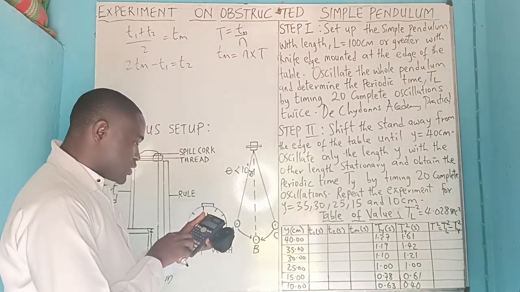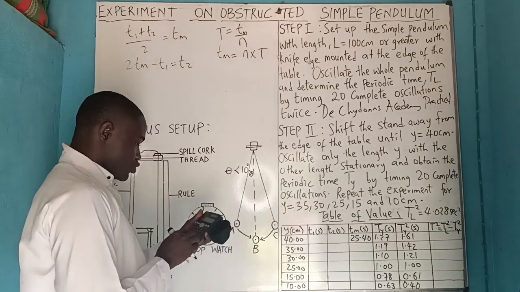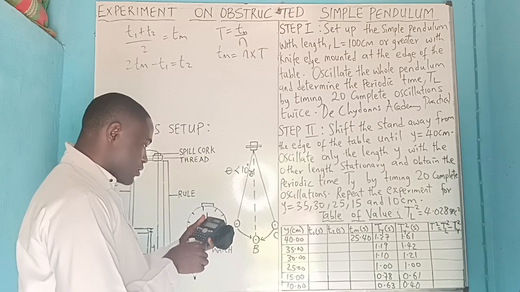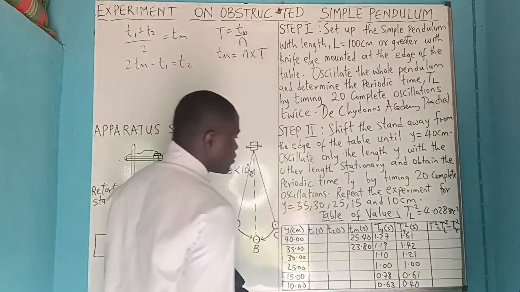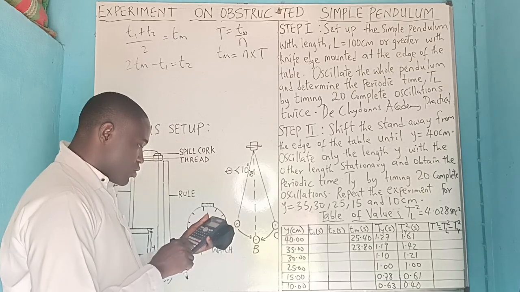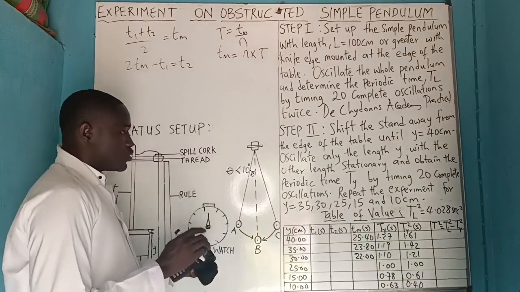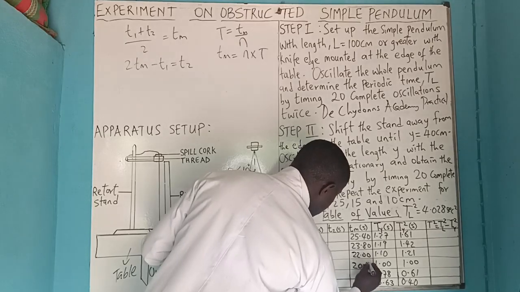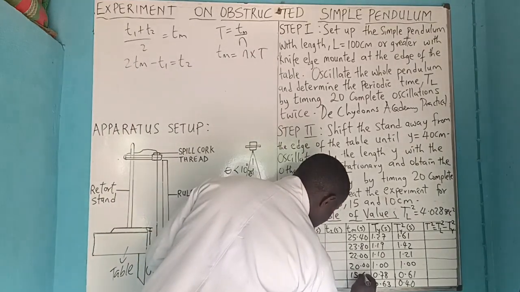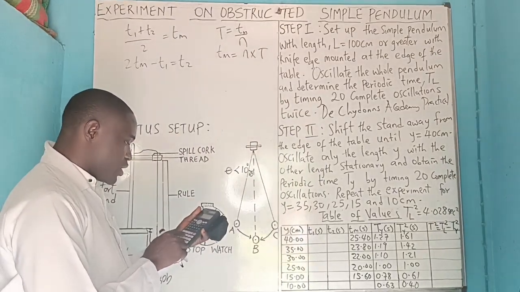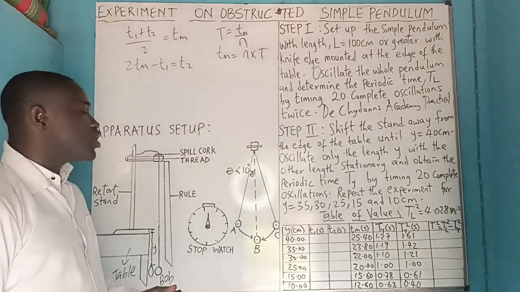20 times 1.27 will give me 25.4. 20 times 1.19 will give me 23.8. 20 times 1.10 will give me 22.00. 20 times 1, 20.00. 20 times 0.78, 15.60. 20 times 0.63, 12.60. You have gotten your Tm.